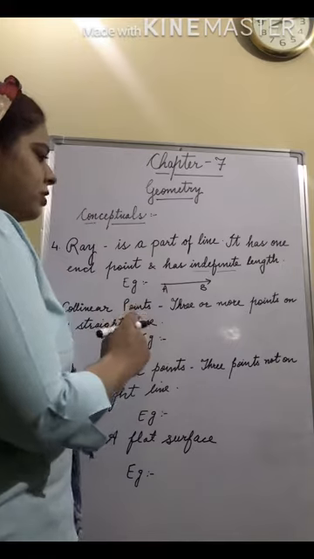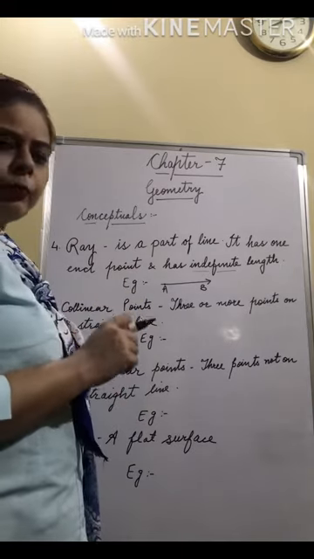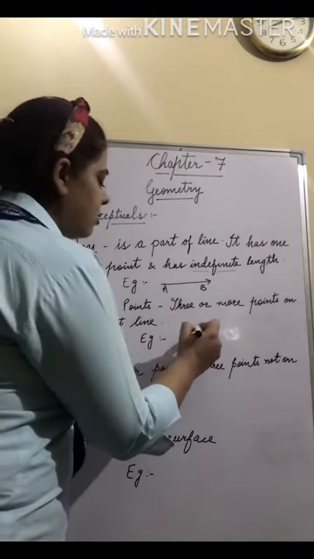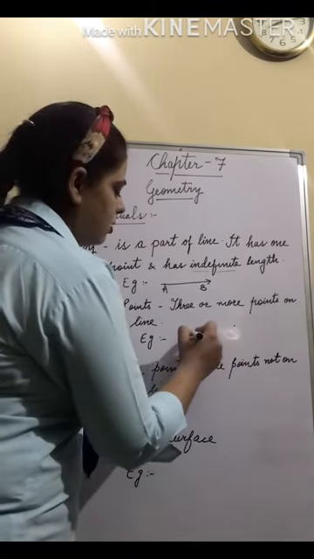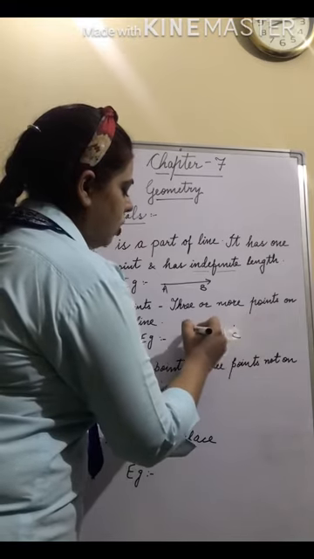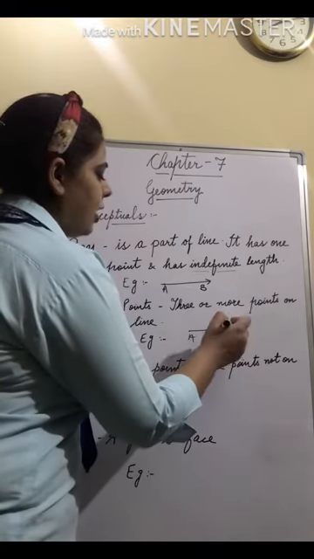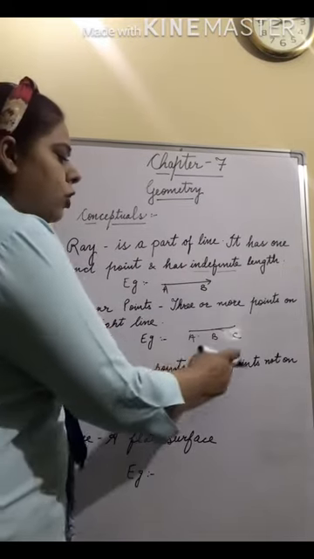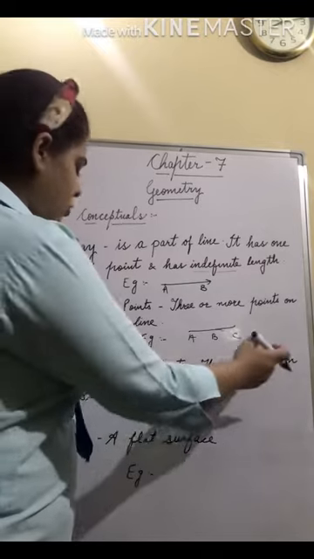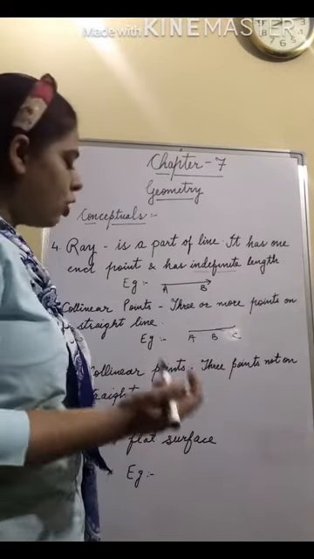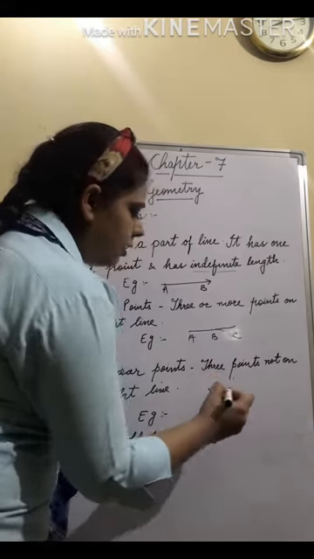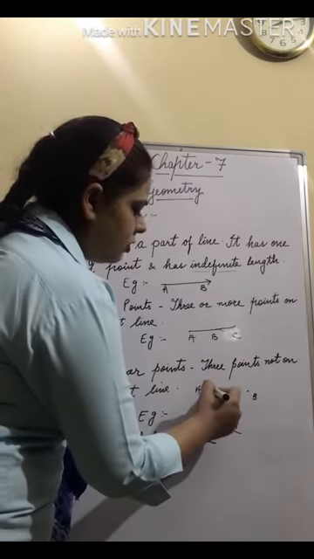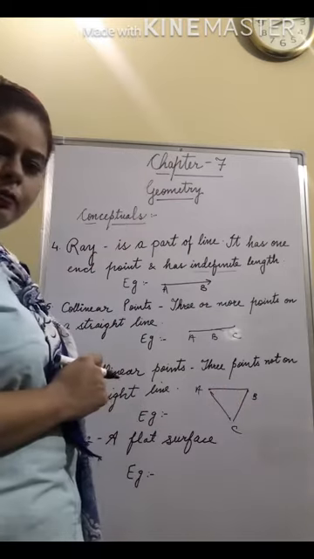Now collinear points. When we put 3 or more points on a straight line, then they are called collinear points. Suppose this is 1 point, 2 points, 3 points. So these are collinear points because they are on a straight line. Now non-collinear points. 3 or more than 3 points not on a straight line. When 3 points are not on a straight line, like A is here, B is here, C is here, they are called non-collinear points.